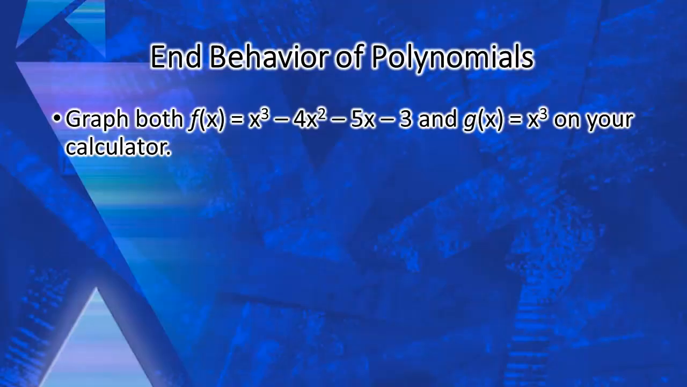What I'd like you to do right now is take out your calculator and graph both of these functions that I have up on the board. f of x is equal to x cubed minus 4x squared minus 5x minus 3, and g of x is simply x cubed.